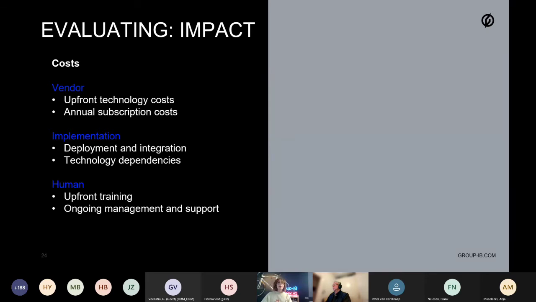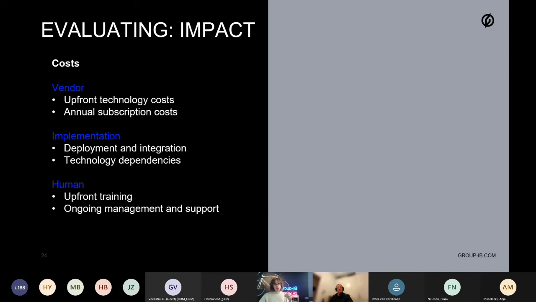The IT costs. This is probably the easiest thing to evaluate. It's quite straightforward, really. Who is the vendor? What are the upfront costs? What do I need to buy? Is there technology or a physical appliance? And then, are there any annual subscription costs? Very common with cloud services.